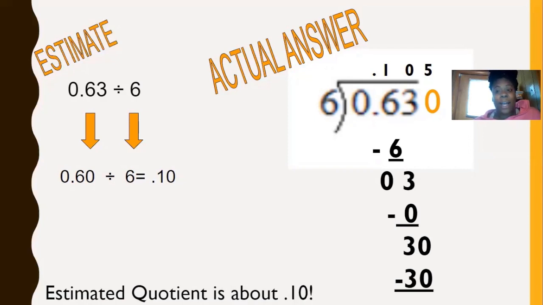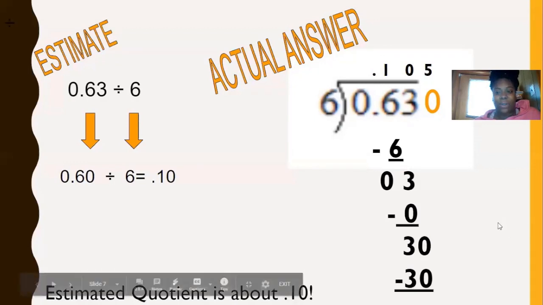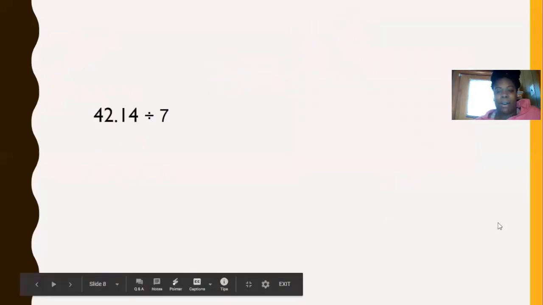So let's try one together. I showed you this one. Now we're going to try one together. 42 and 14 hundredths divided by 7. Same thing. I'm looking at what number would be easiest for me to round, and it looks like 42. I know that 42 is a multiple of 7, so this should be pretty simple.